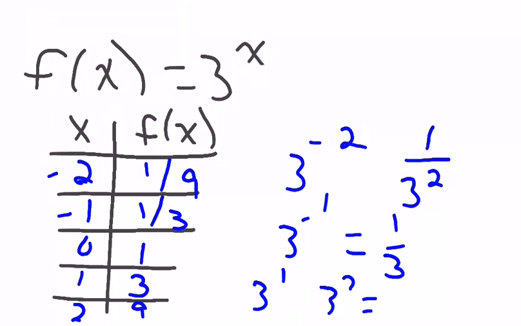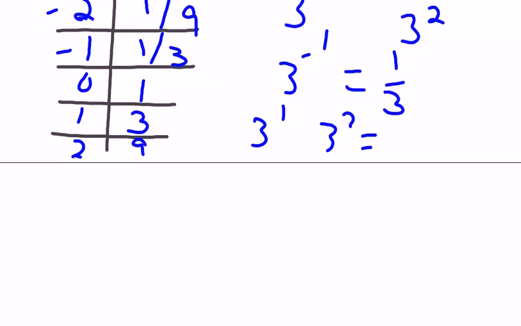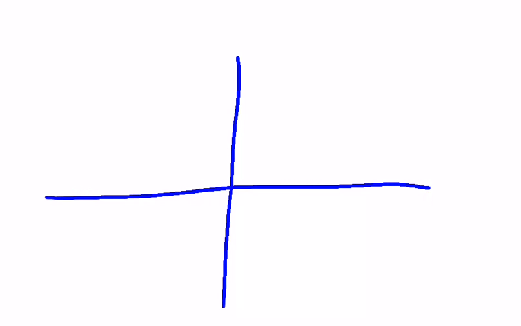So now I have these points for my graph. These become the points that I'm going to use. So one point is (-2, 1/9). One point is (-1, 1/3). And then I have (0, 1), I have (1, 3), and I have (2, 9). So let's see what that looks like on our graph.